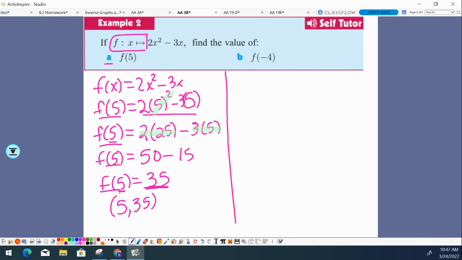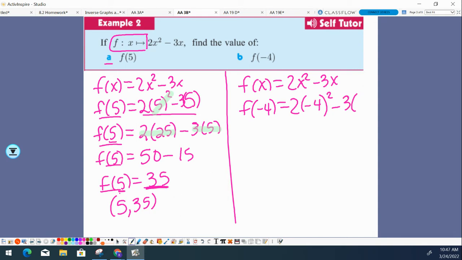All right. So negatives are always the bane of our existence, right? In math. So when I want to find f of negative 4, be very careful. Replace each x with a negative 4. I would also notice each time I carry the left side down, f of negative 4. Don't just leave it blank. Just keep carrying it down the whole way. Once again, we're going to do our exponents first. So negative 4 squared is a positive 16.